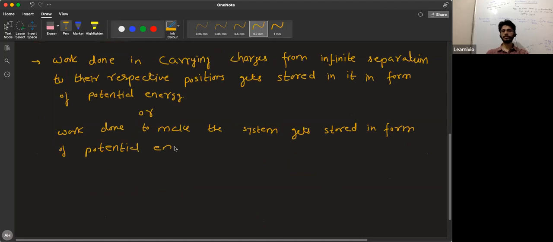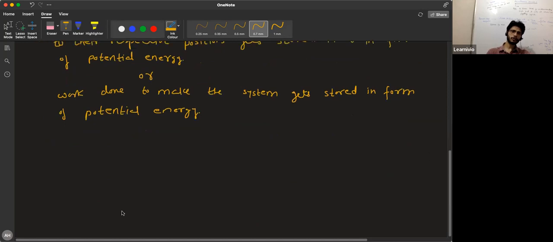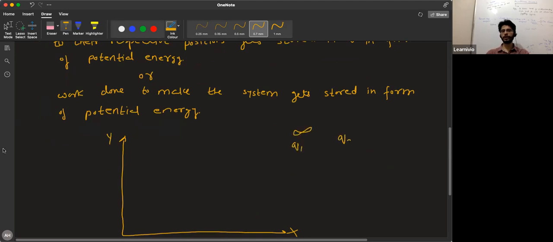See what these definitions mean. Say you have your coordinate axis, x-axis, y-axis, and this is infinity. At infinity, you have two charges. One is Q1 and another is Q2. These charges are at infinite separation with respect to each other. Now the question is, is it a system? Two charges at infinity? Yashika, what do you think? We have two charges at infinity. Is it a system?